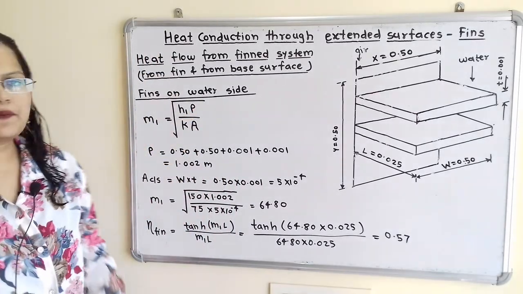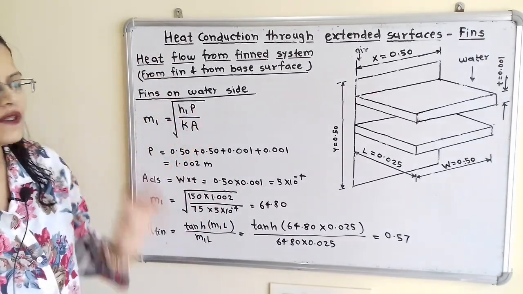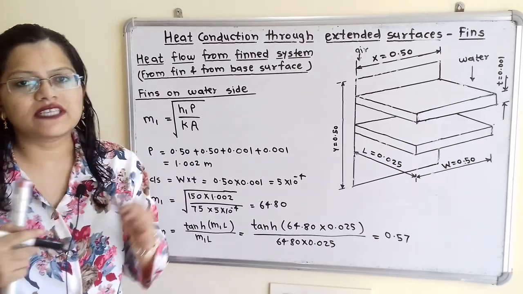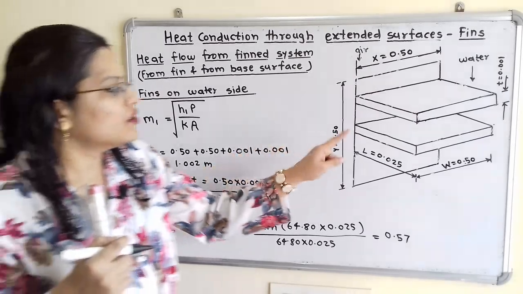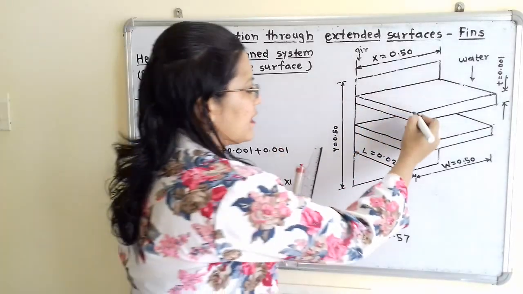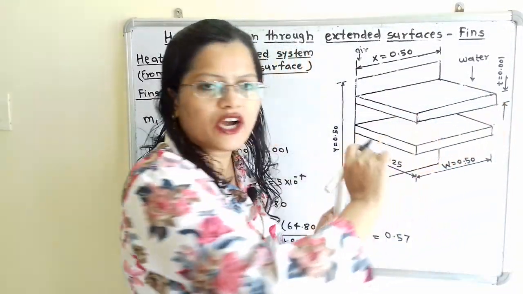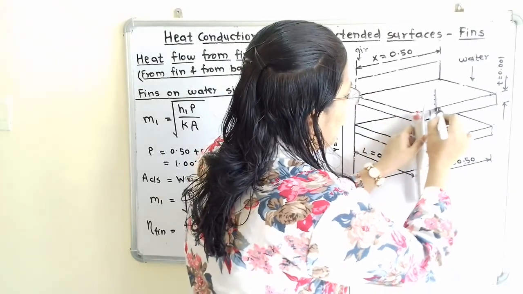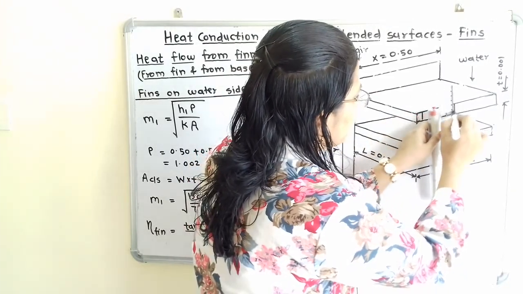Then what is this P? That is the perimeter of the fin. Which area do we have to select for the perimeter? I will mention it here. We have to select this area, that is the cross sectional area of the fin, for the calculation of perimeter. So I will highlight this area.